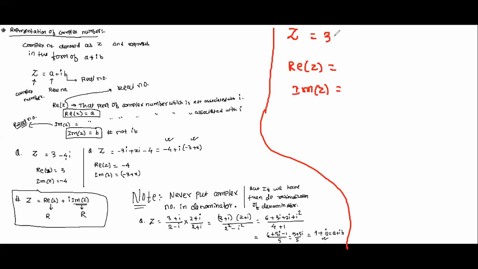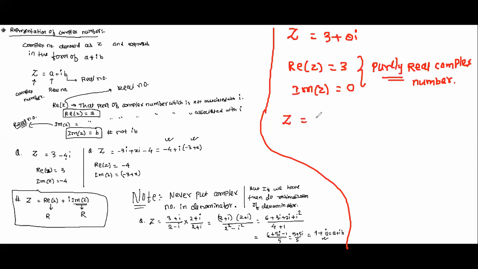So how can I write z equal to 3? I can express it as 3 plus 0i. It means the real part is 3 and the imaginary part is 0. And such a type of complex number is called a purely real complex number. It means every real number can be expressed in the form of a complex number.